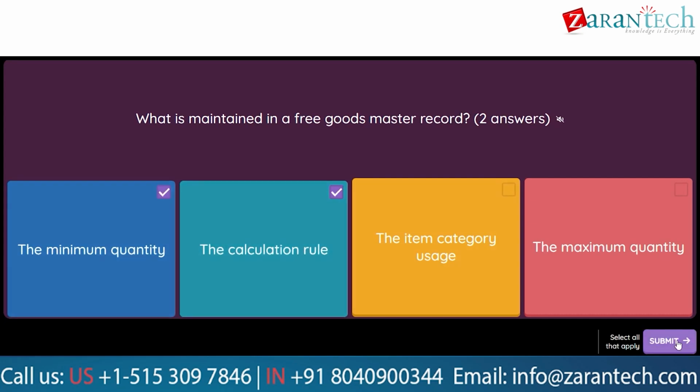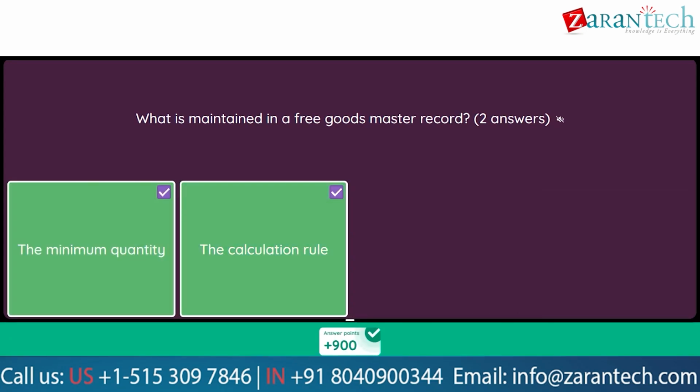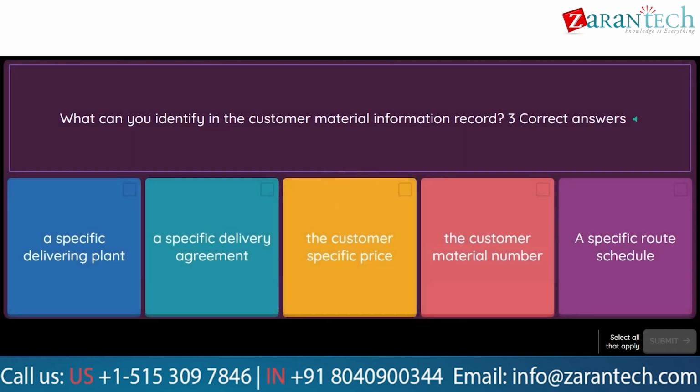Question: what can you identify in the customer material information record? 3 correct answers. Option 1, a specific delivering plant. Option 2, a specific delivery agreement. Option 3, the customer specific price. Option 4, the customer material number. Option 5, a specific route schedule.